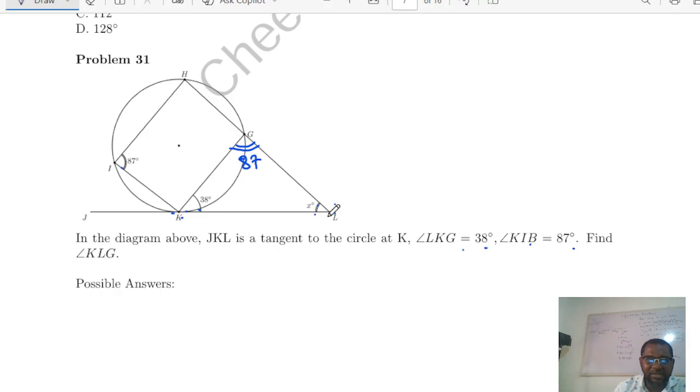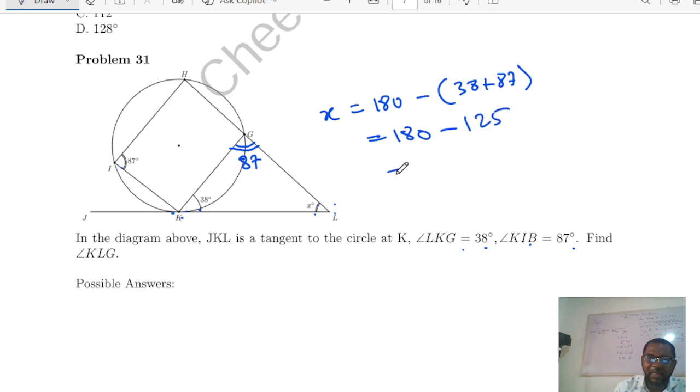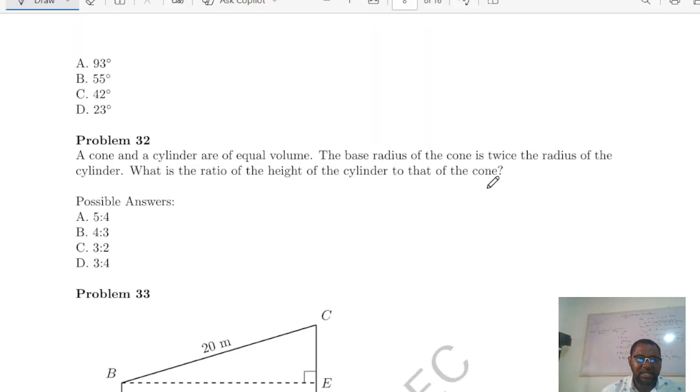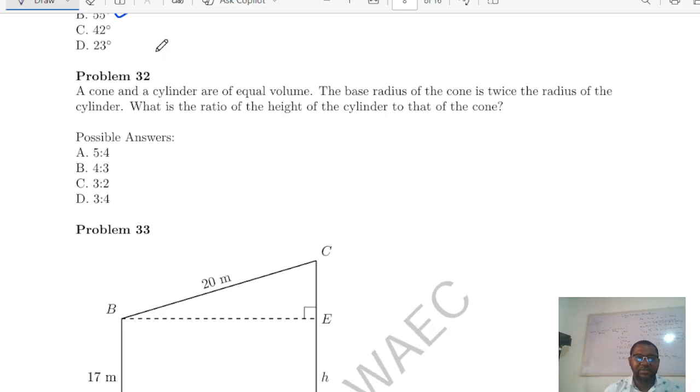So finding x is not a problem because here is now a triangle. I'm going to say x is going to be 180 minus the sum of 38 plus 87. So that's going to be 180 minus 125, and this is going to be equal to 55 degrees. Okay, so the answer is B, 55 degrees. It's quite easy. The advantage you have in math is being able to get your answers very fast.